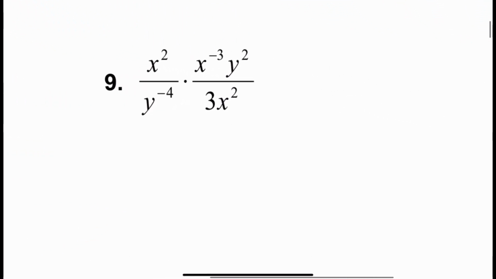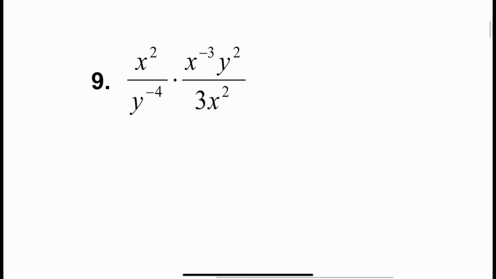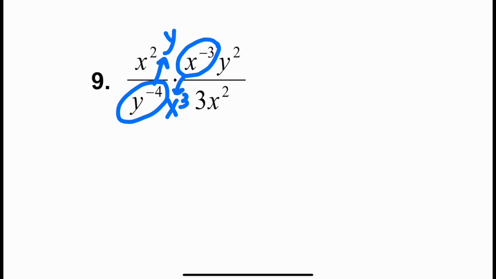Number 9, I'm going to take anything with a negative exponent and move it. So if I have x to the -3, I'm going to move it to the bottom. It's going to become x to the +3. Y to the -4th is going to come up top to become y to the +4th. And then we're just going to simplify what we have.